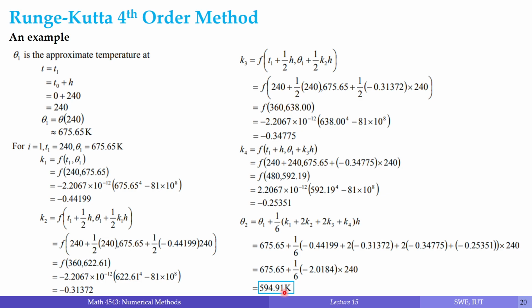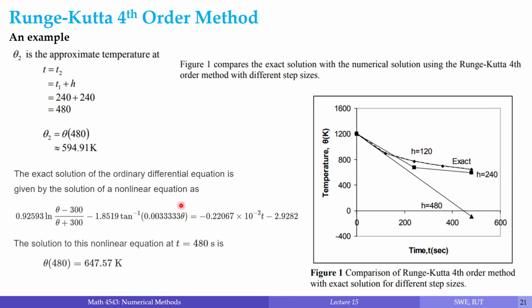594.91 kelvins. And we have already discussed that our exact value was 647.57 kelvins, the root of this nonlinear equation here. So again, with the RK4 method, the approximation we have ended up with is, of course, a bit far apart from the exact value. But it's not as bad as the approximation that we got in the case of the RK2 method and Euler's method.